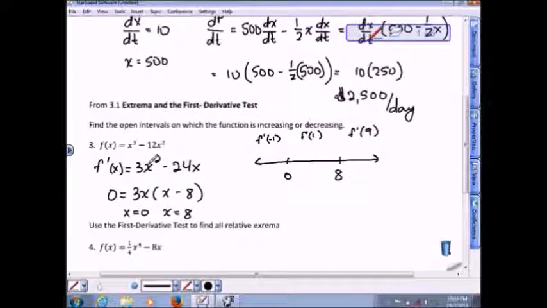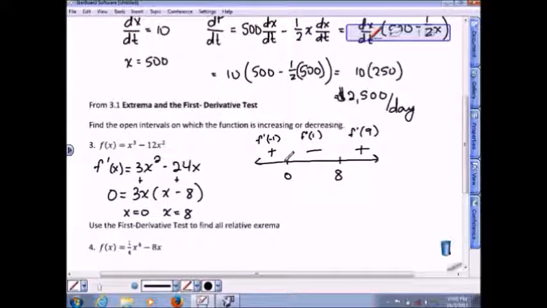So if we plug negative 1 into the first derivative function, this form of it might be a little bit easier. 3 times negative 1 is a negative value. Negative 1 minus 8 is another negative value. Negative times a negative is going to yield positive. Now testing f prime evaluated at x equals 1. 3 times 1 is a positive value, but 1 minus 8 is still a negative value. Positive times a negative is a negative. Then f prime of 9: 3 times 9 is a positive number, 9 minus 8 is another positive number. Positive times a positive is positive.